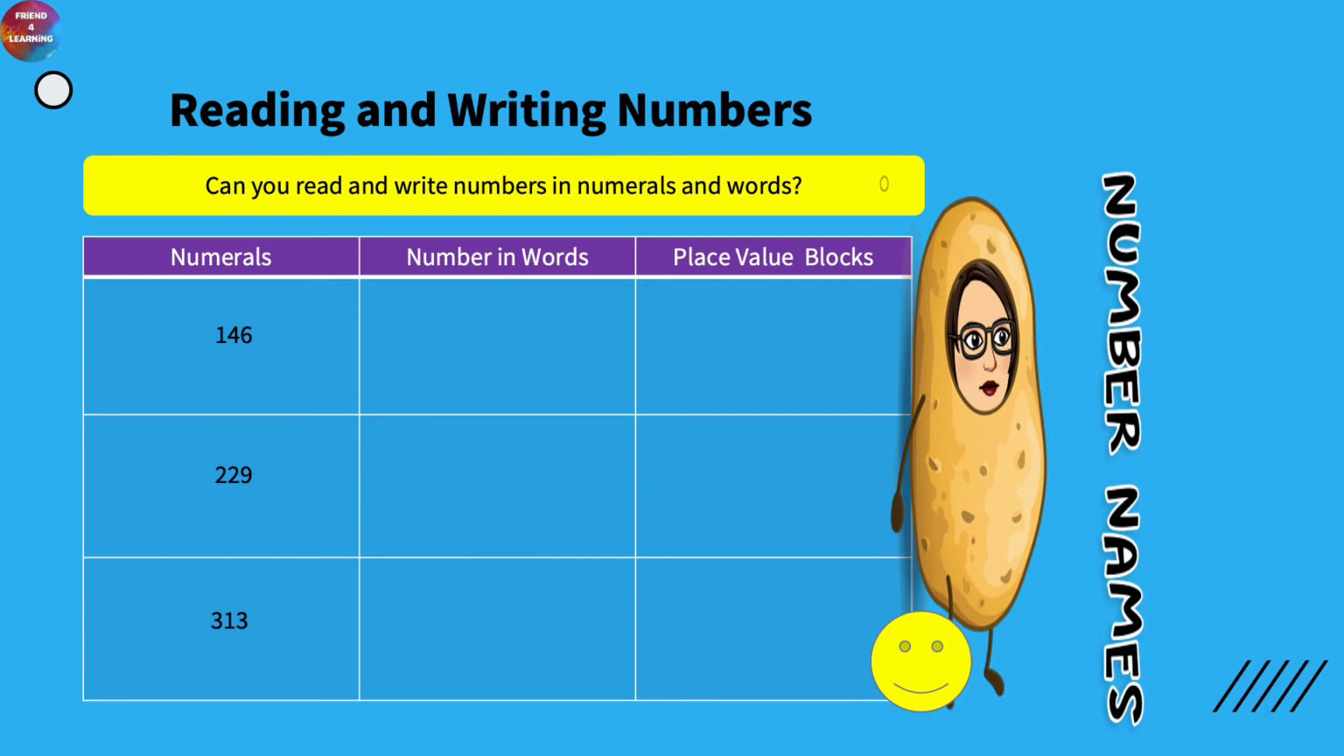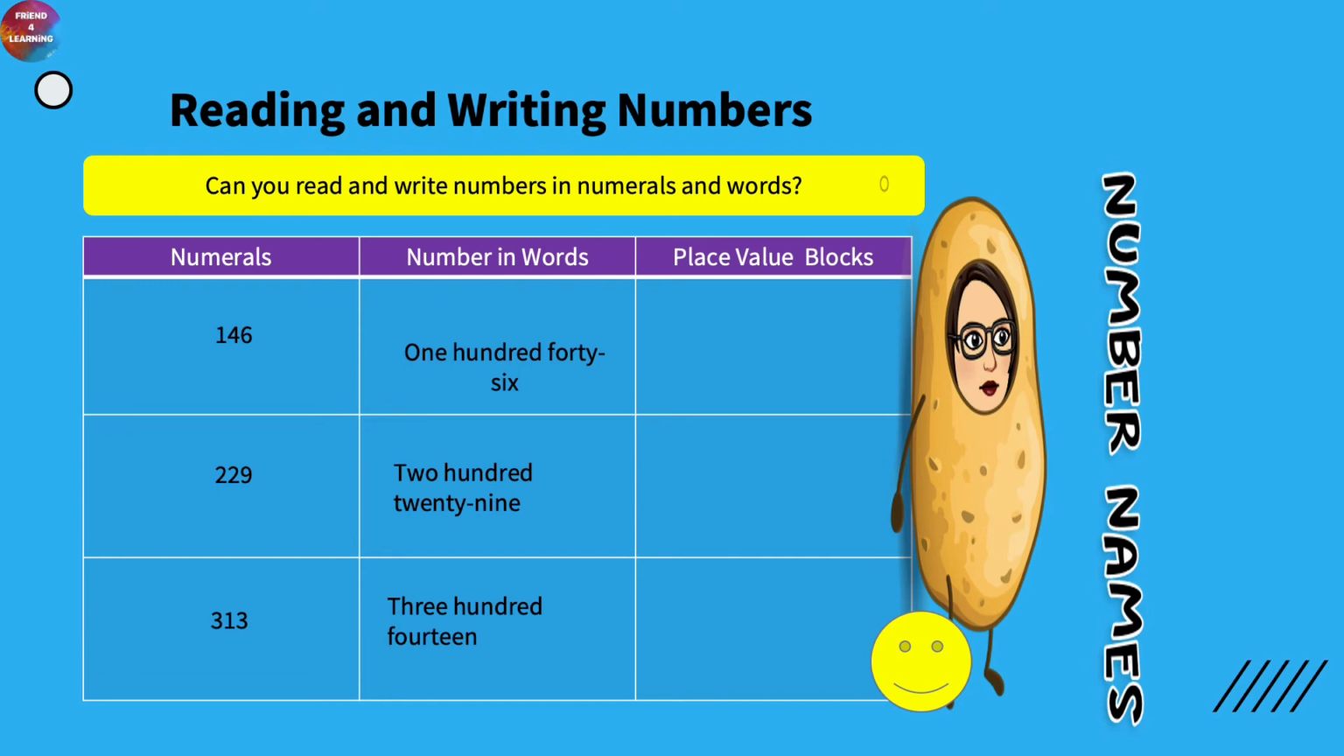Well done. Now it's time for answers. This number is 146. The second number is, well done, 229. The third number is, excellent, 313. Now let's see what blocks you have kept for these numbers.